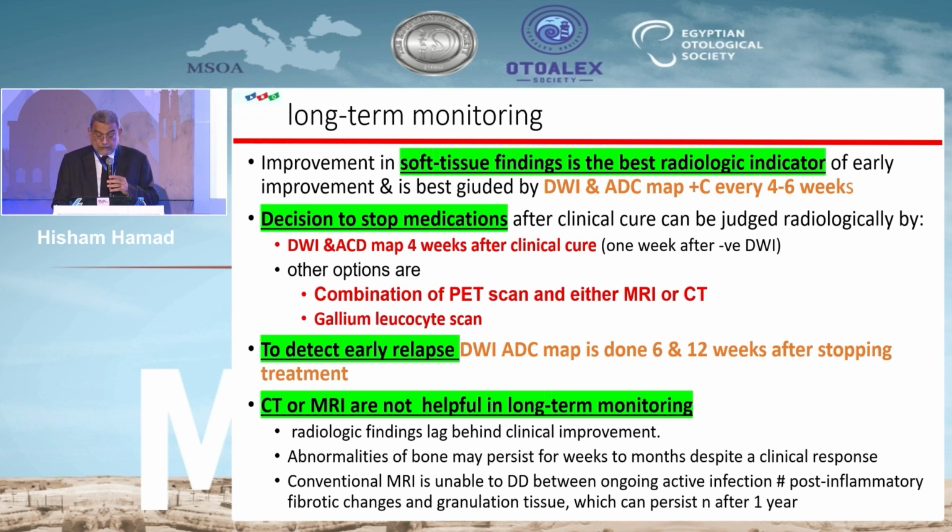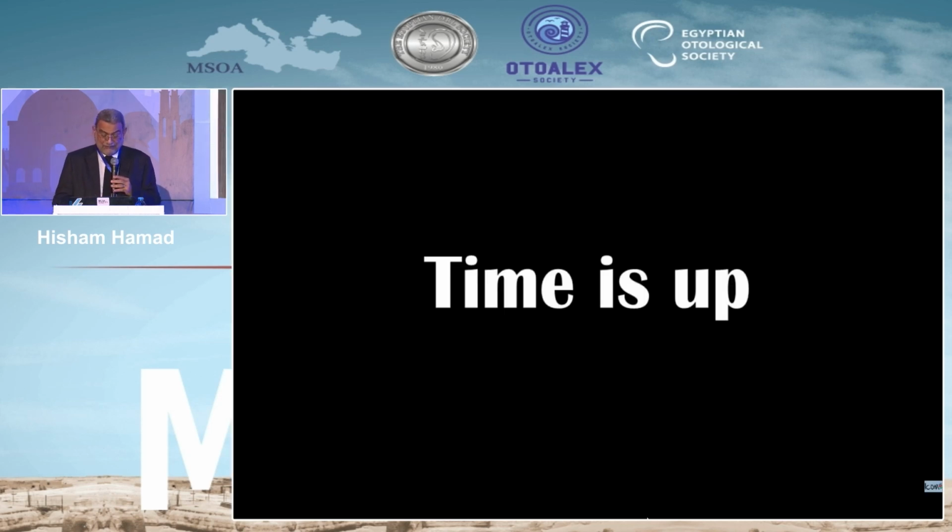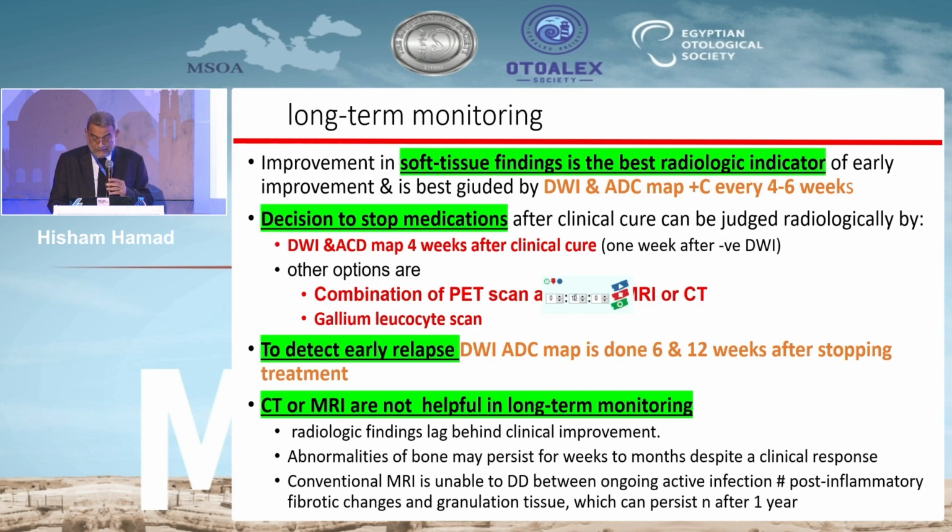For long-term monitoring, the soft tissue finding is the best radiological indication of improvement. The decision to stop medication depends on clinical cure and biochemical cure, and radiologically by doing diffusion-weighted imaging. Other options are a combination of ADC map, a combination of PET scan and MRI, or gallium leukocyte scan. Just 1 slide is left.